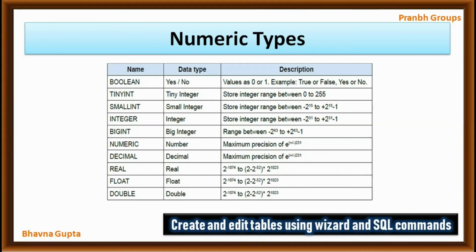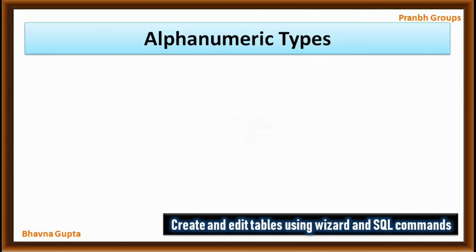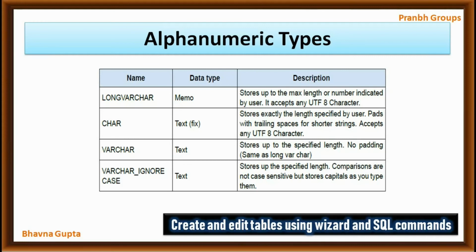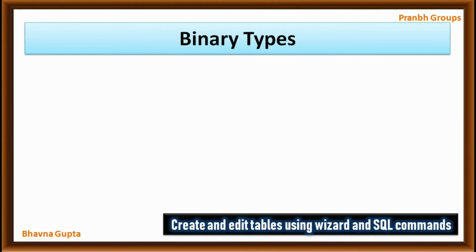First one data type is yes, no. Second tiny integer, third small integer, next one integer, big integer, number, decimal, real, float, and double. These are numeric types. Second data type is alphanumeric type. Here first data type is long varchar, data type is memo, and second one char, third varchar, and fourth one varchar ignore case. And next one data type is binary type.